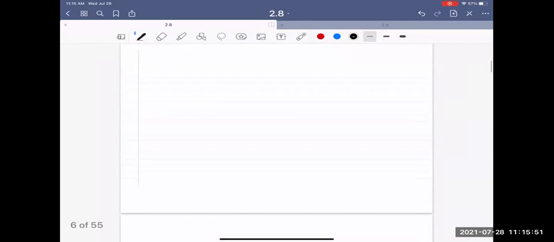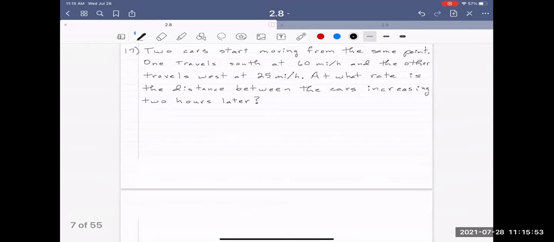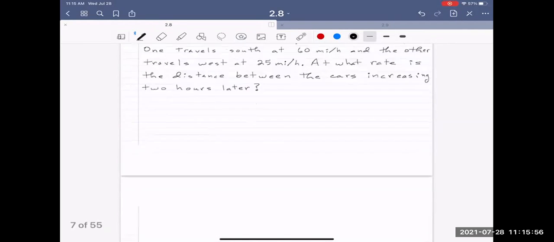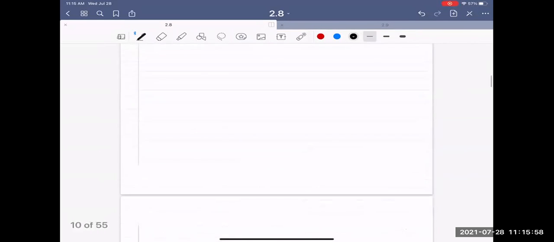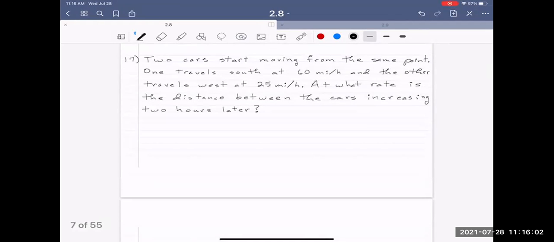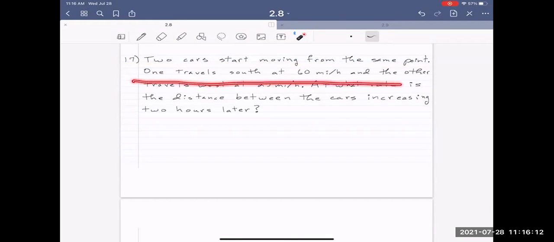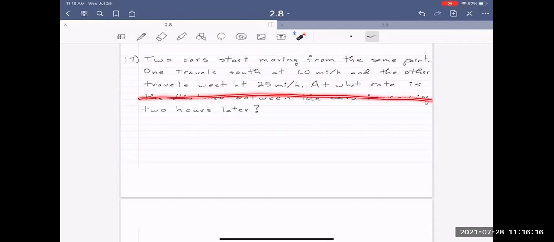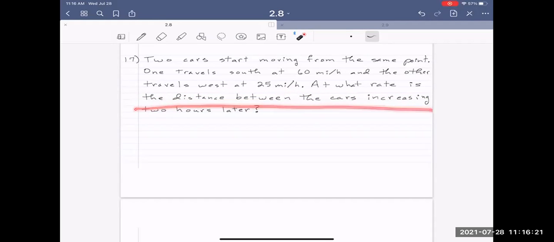So let's do the next problem. We probably have 5 minutes. Okay, so let's do the next problem. Problem 17. 2 cars start moving from the same point. One travels south at 60 miles per hour. The other travels west at 25 miles per hour. At what rate is the distance between the 2 cars increasing 2 hours later?